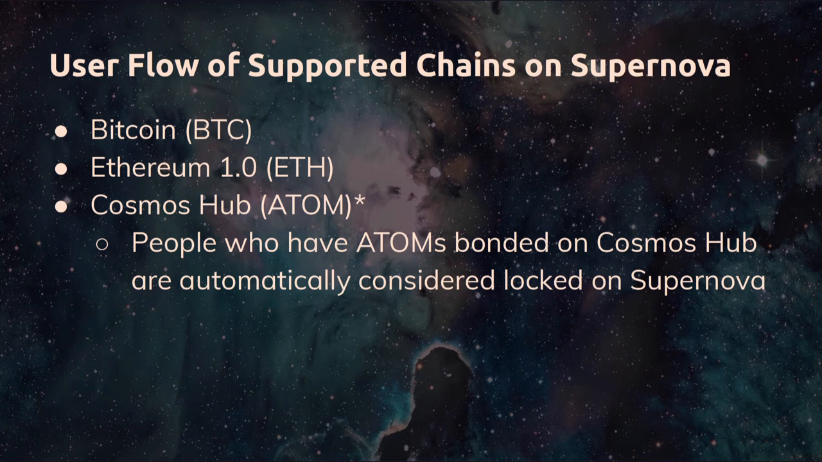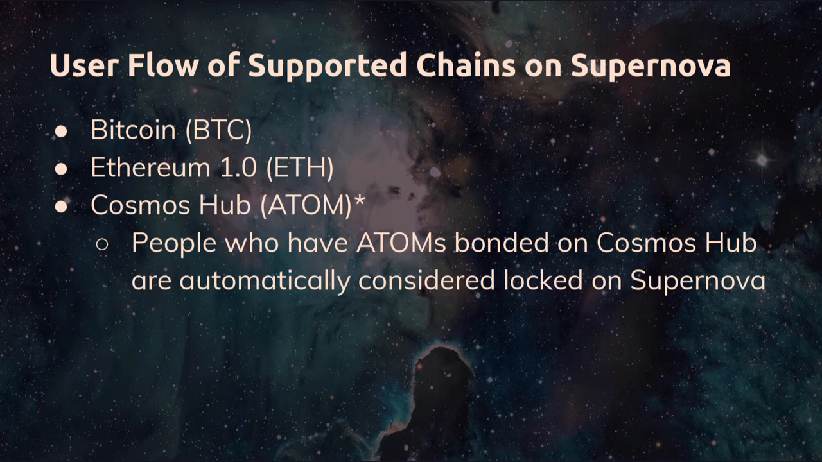A distinction is, you're not locking up the token on the Supernova chain, you're locking it up on the Bitcoin chain. So all you're doing is not moving your tokens from the Bitcoin chain, and if you're using the Ethereum chain, you're not moving your tokens from ETH. If you're using the Cosmos Hub chain, you're not moving your atoms. So that's called the lockup.